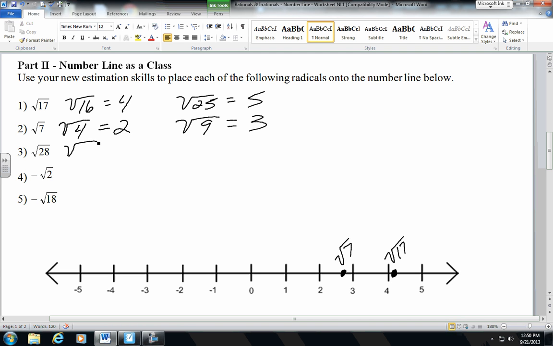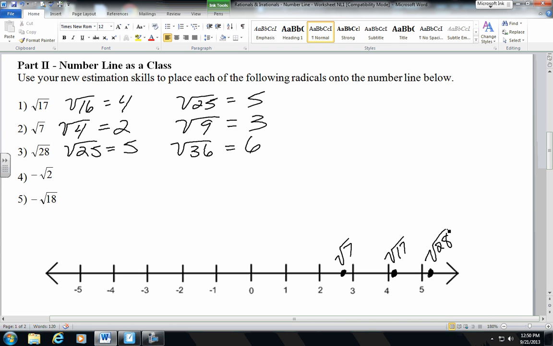28, perfect square below it is 25, which is 5. And the perfect square above 28 is 36. And the square root of 36 is 6. So we know the square root of 28 is between 5 and 6. And it's going to be a little bit closer to the 5. So just past the 5, we put a dot and square root of 28 above there.